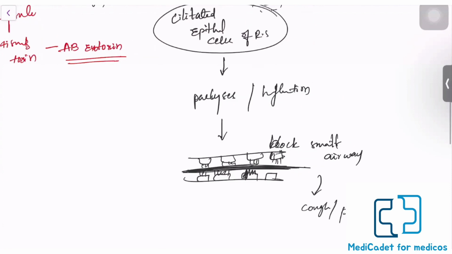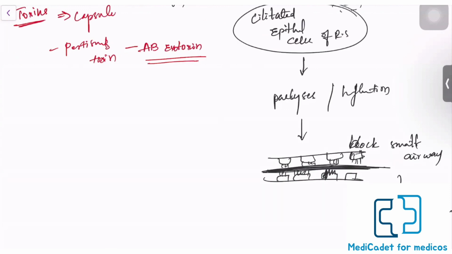Okay. Now, what this AB exotoxin, the Bordetella pertussis toxin, does is basically ADP ribosylation of the alpha subunit, the whole thing, of the Gi protein. Okay. Normally, this Gi protein is the one that does the inhibition. Okay. So if you do this ribosylation, what will happen?